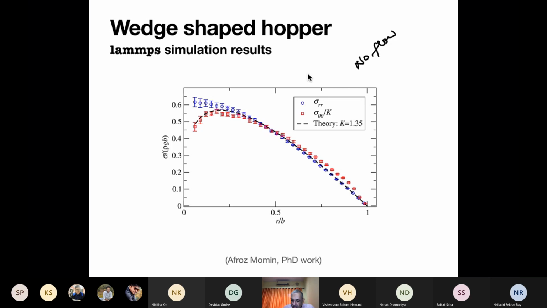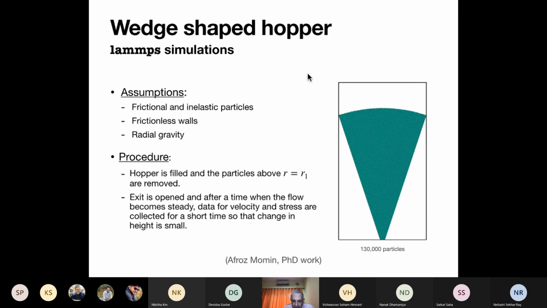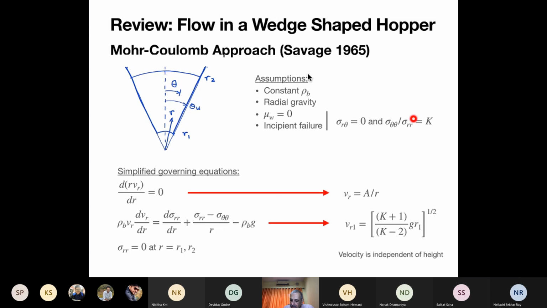Another thing that I wanted to tell you is that K is always greater than 1. So what does that mean? When you look at this, if K is greater than 1, that means sigma theta theta is always larger than sigma RR. Sigma RR is the normal stress in the radial direction. Sigma theta theta is the normal stress in the theta direction. So this stress is always smaller than this stress.